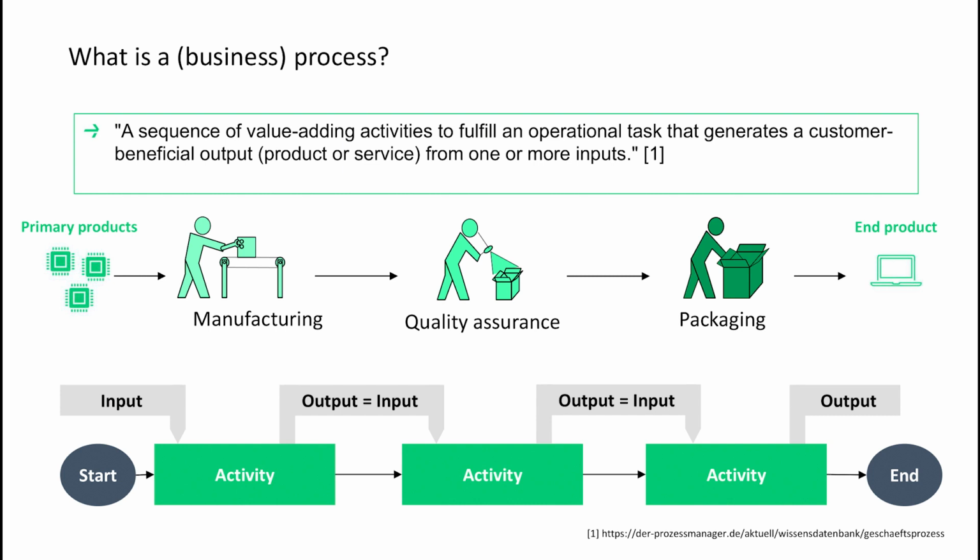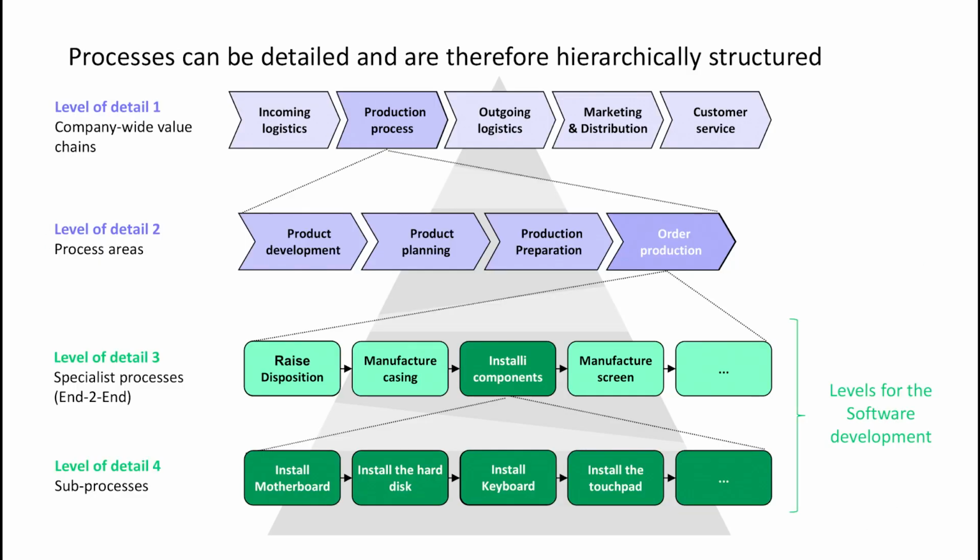The production of a laptop also follows this pattern. It is manufactured from pre-products such as computer chips, screens, etc., is then passed on to quality assurance and finally packaged. These examples already show important properties of processes. They have one or more defined start and end points, are directed, that is, the individual activities have a temporal logical arrangement. Packaging does not take place before production, and they can be detailed.